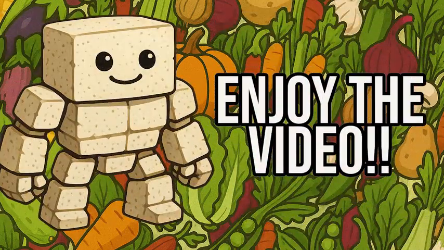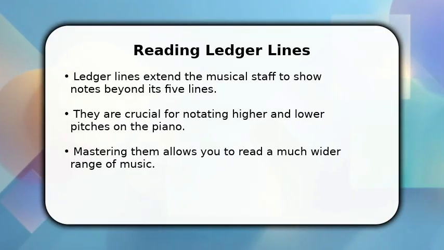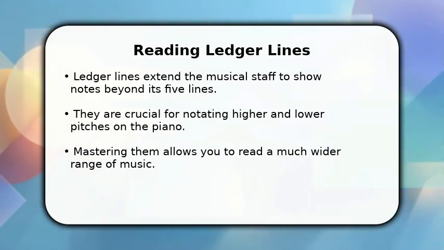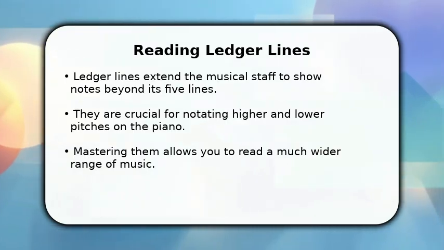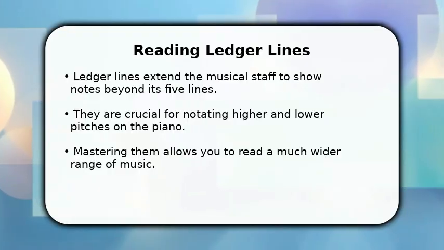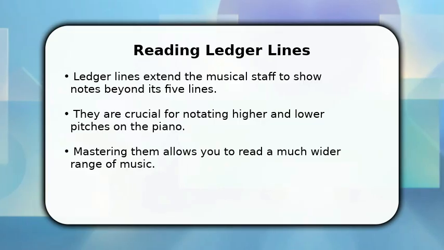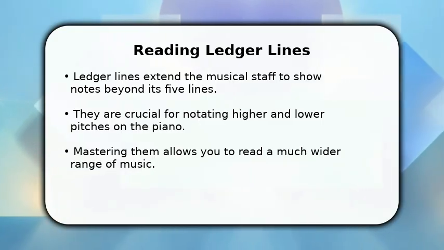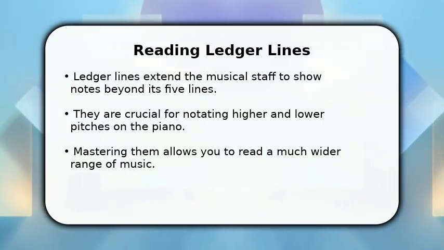Please enjoy the video. In this video, I will explain how to read ledger lines on the piano. Ledger lines are an essential part of musical notation, allowing us to represent notes that fall outside the standard 5 lines of the staff. They extend the range of pitches you can read, both above and below the staff. Understanding them is key to unlocking more complex and varied piano pieces. We will cover how to identify these notes systematically.